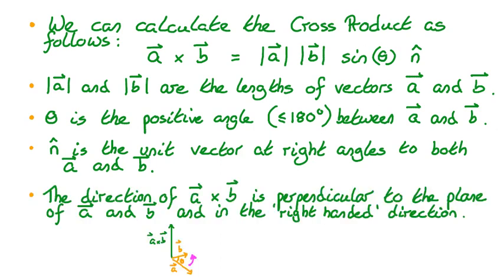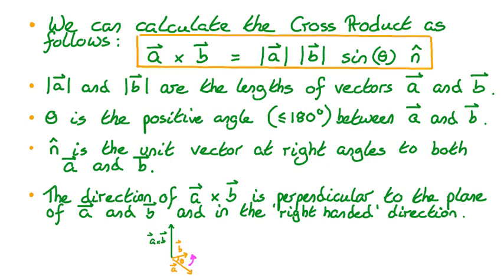The direction of A cross B is perpendicular to the plane of vector A and vector B, and in the right-handed direction. Imagine a screwdriver driving a right-handed screw in the direction of A cross B. In doing so, our fingers curl in the direction of rotation of A into B, as shown by the arrow in the diagram. Our thumb points in the direction of A cross B.